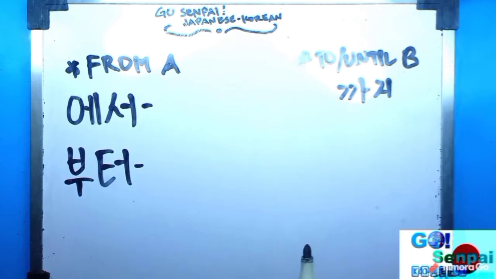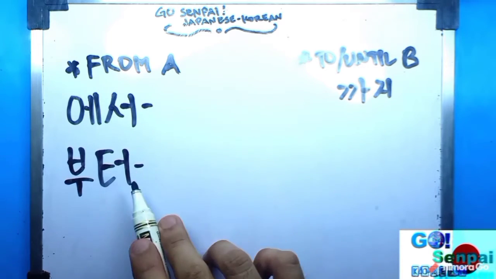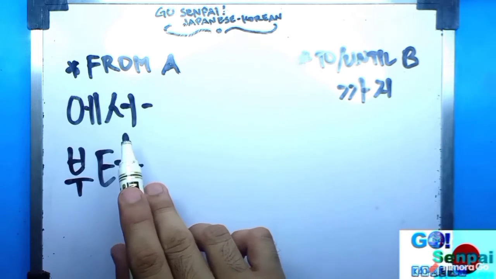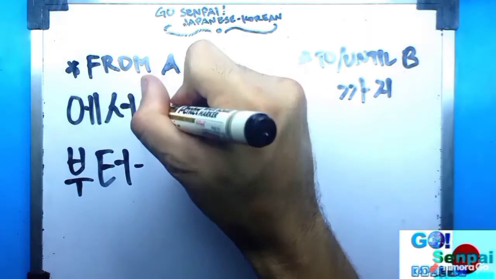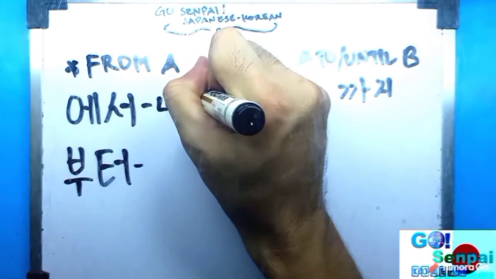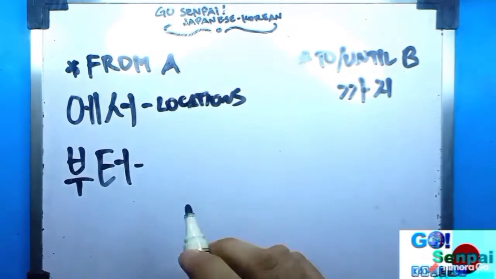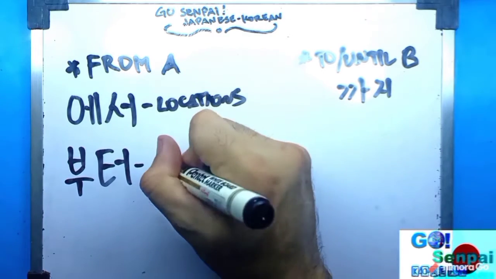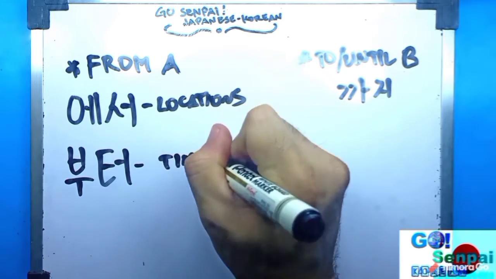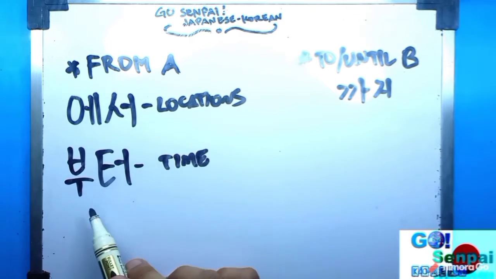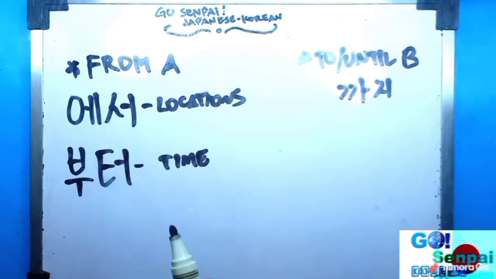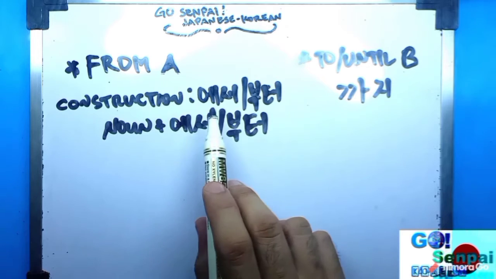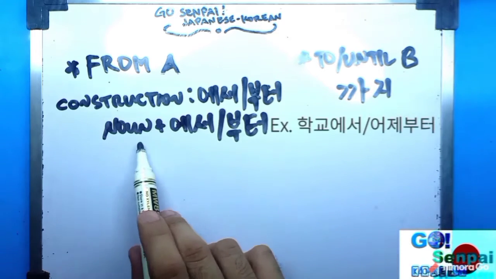Okay, so if we look at the big picture, eso and buto means from. But eso is more often associated with locations, while buto is associated more often with time. But we can still use buto to mean from anyway. Okay, so like all other particles, eso and buto are attached after noun.